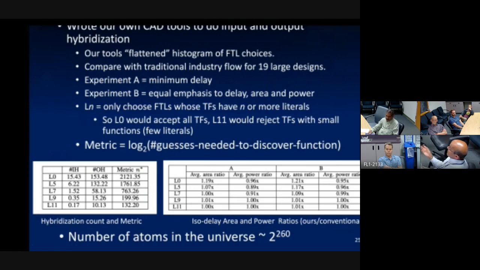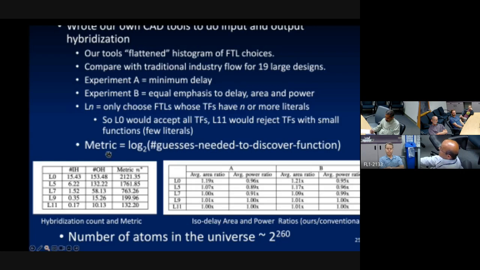And then finally, we have some numbers on the rows L0 to L11 that you see. Li means only choose FTLs when the threshold functions have i or more literals. In other words, the smaller the L, the more liberal I am in accepting a threshold function, even if it results in a greater delay. A larger L means I'm going to be a little more selective in using my threshold functions. It'll result in fewer threshold functions, but a better delay. So that's kind of the trade-off.